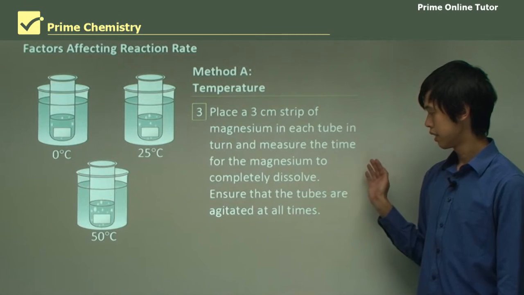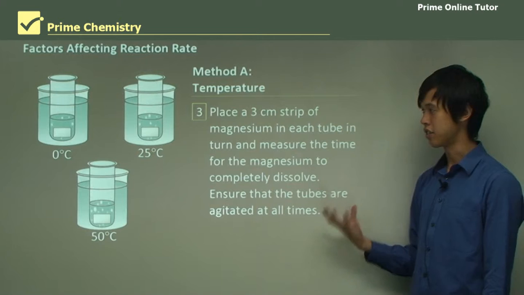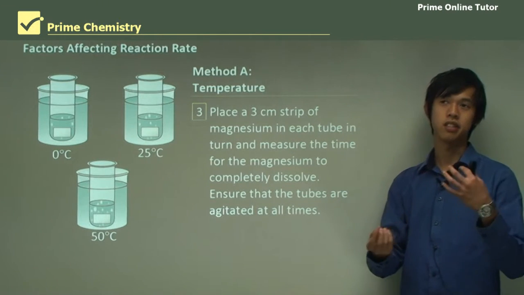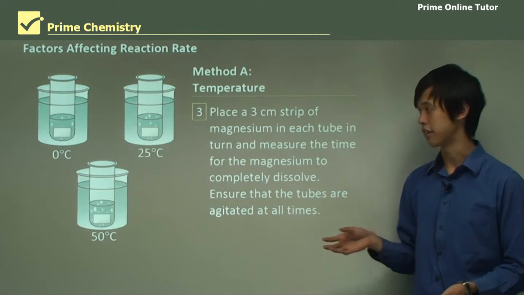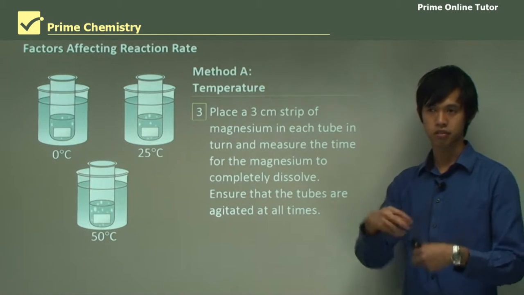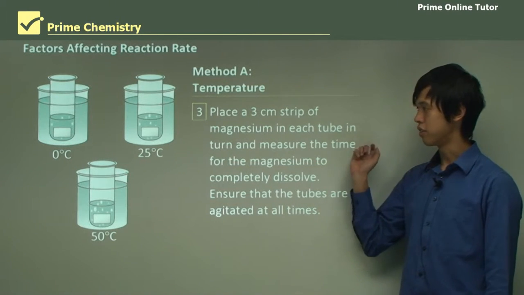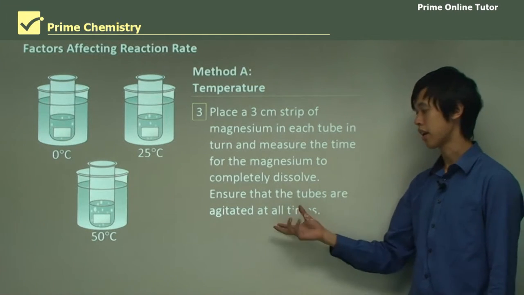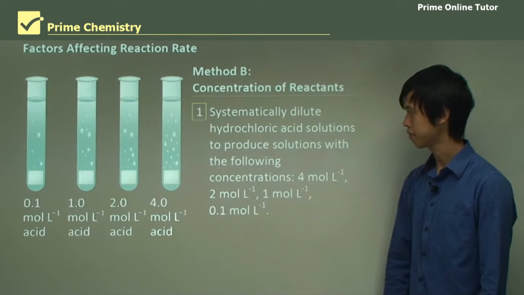So what you have to do also is ensure that the test tube is agitated at all times. So just to keep it well mixed, in case you get situations where some of the magnesium isn't exposed to the hydrochloric acid. So just make sure that it's agitated every now and then. So you're just measuring how long it takes for the little piece of magnesium to completely dissolve in the hydrochloric acid, sorry.